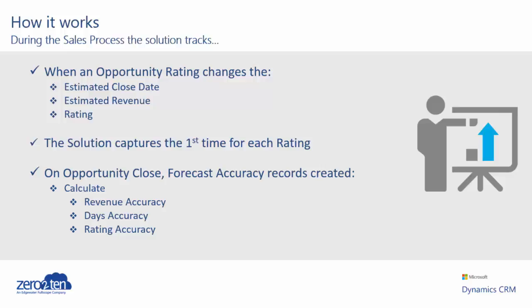And that is, we don't want the actual sales team to be going back and forth multiple times and actually gaming the data that we're capturing. So we're only going to capture it the first time they've put it into best case or most likely or into commit. And then ultimately, when the deal itself closes, we're going to start to capture and create some forecast accuracy records. Now, this is going to allow us to start to give some specific feedback and KPIs around revenue accuracy, days accuracy, and ultimately rating accuracy itself. So let's dive into CRM and have a look at the solution and see how it's actually capturing this information.